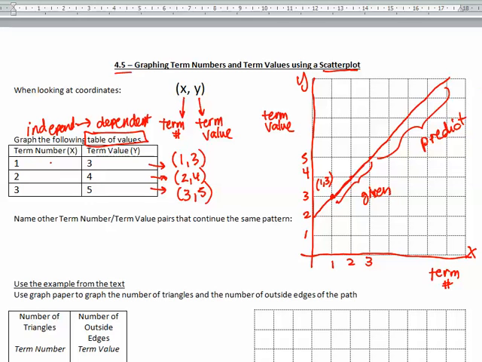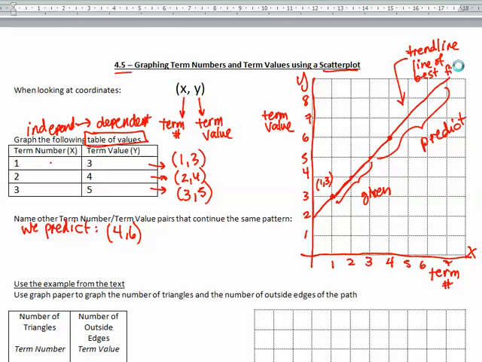If I continue on, I see this point continues the pattern, and if I read the coordinates, it's (4, 6). So we predict the following term number, term value pairs. We predict (4, 6) to be part of this pattern. We can continue on and see what else is on this line. We call this line a trend line, or sometimes you might hear it called the line of best fit, or the pattern line.